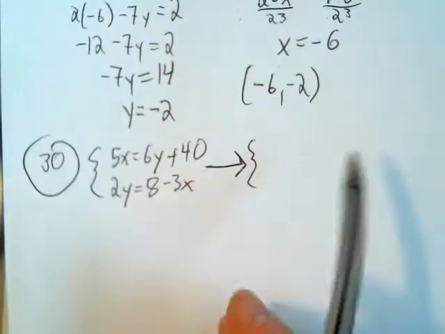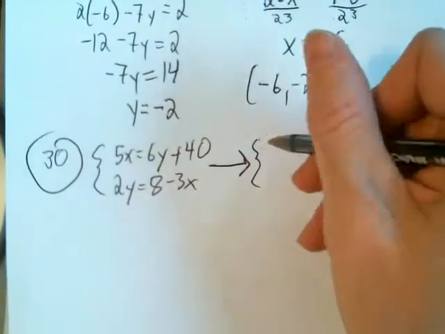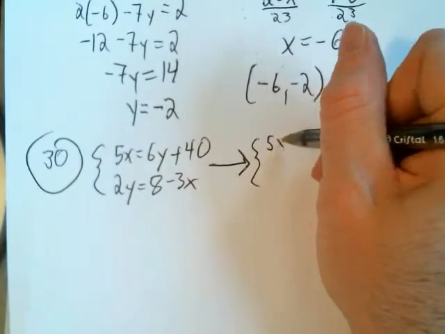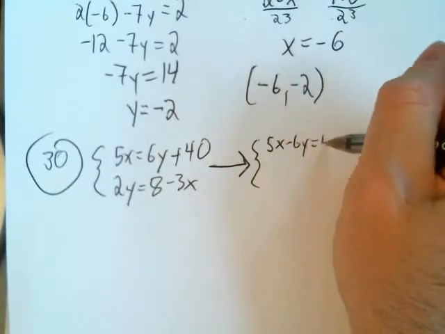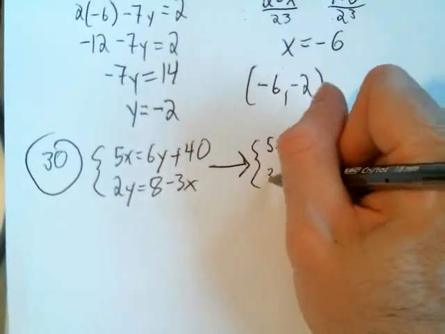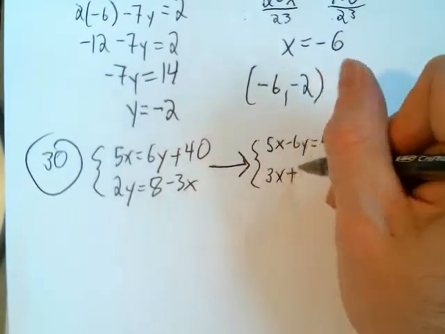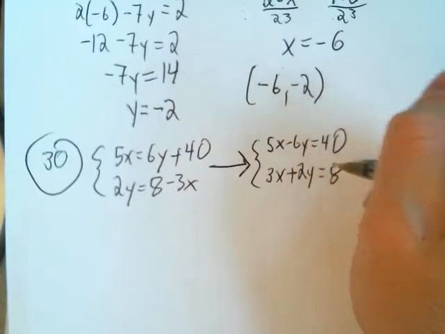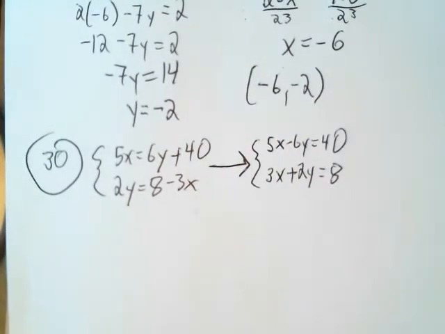So I'm going to move the 6y to the other side on the first equation, so 5x minus 6y is 40. On this equation, I'll add the 3x to the other side, so you get 3x plus 2y equals 8. The deal is you want to get all the variables lined up, so it becomes a little easier to work with your addition method.